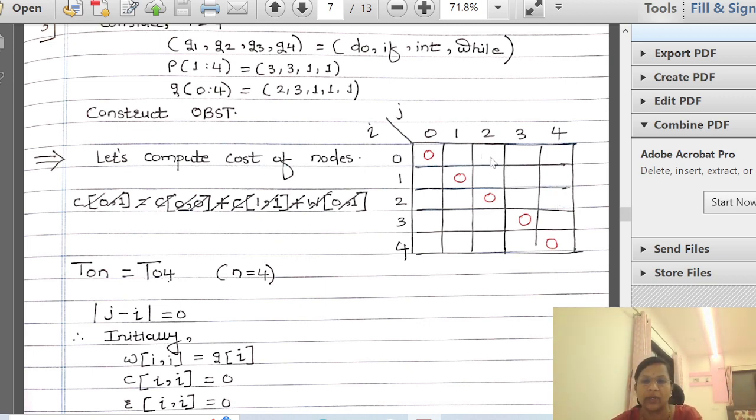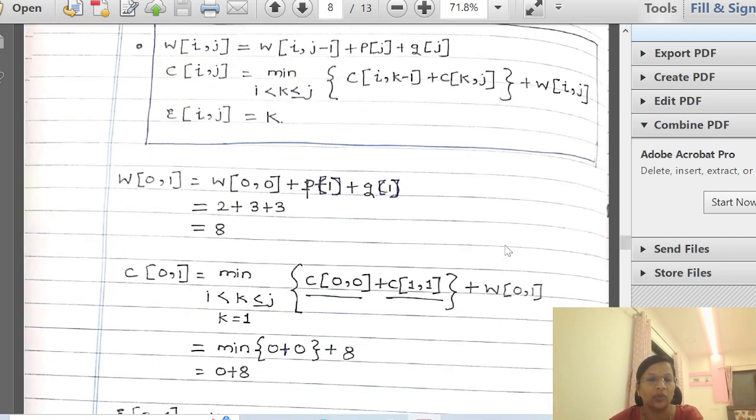Then if I go one more level up, there will be only 2 values, 2 nodes for which the absolute difference of i and j is 3. And at the end I have only one value where the absolute difference of i and j is 4. So this is how we have to go with the calculations.